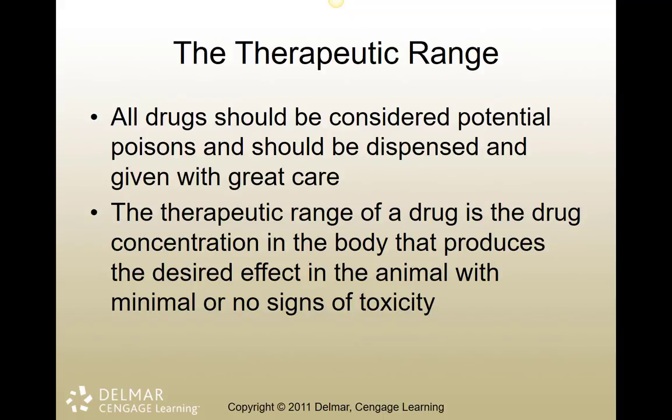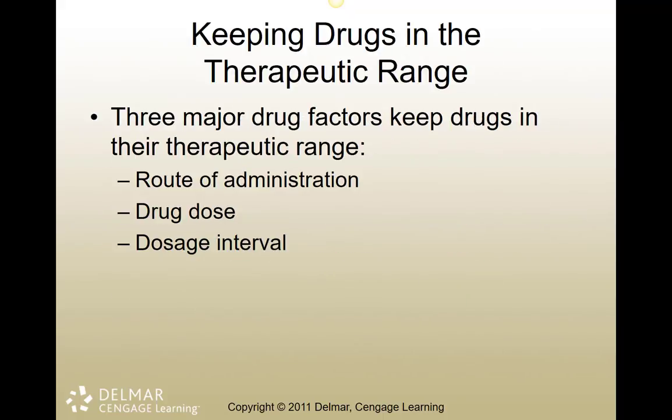The idea is that therapeutic range is between that minimum effective concentration, but yet below that minimum toxic concentration. We want to keep it right in between there, and that is our therapeutic range. There's factors that are involved with this, so route of administration, drug dosage, and drug intervals. These all play roles in therapeutic range.